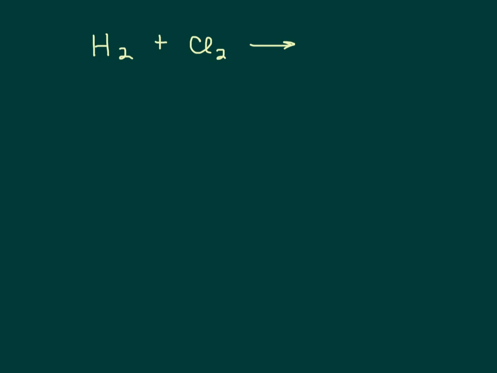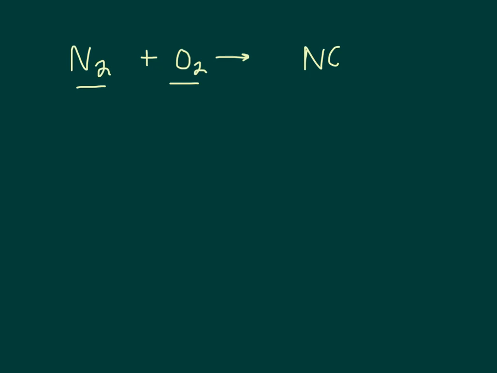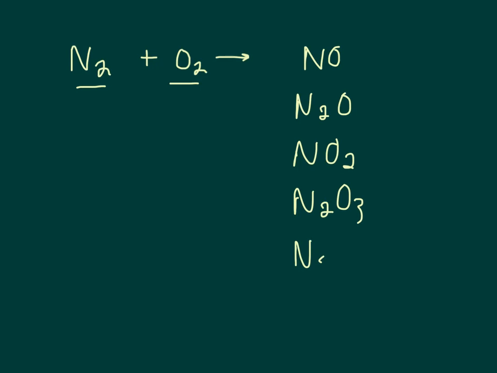H and Cl, right? H plus, Cl minus, they make HCl. Alright, balancing that, there's a 2. The trick comes when I have two nonmetals like this, they can form so many different compounds. This could make NO, or N2O, or NO2, or N2O3, or N2O5, and there's no way for you to know.